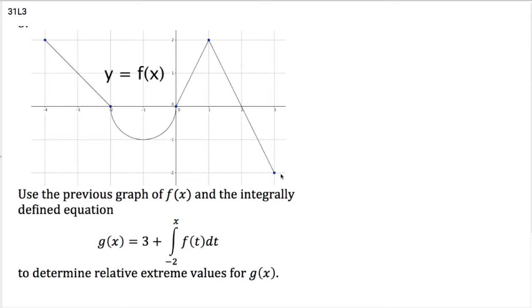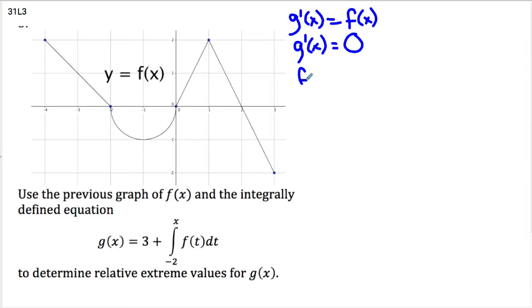So that's all wrong. So what we need to do is go in and say, okay, to find the extreme values for g, we need to first find the derivative of g. G prime of x equals, well, the derivative of 3 is 0, plus, and then this is an antiderivative. Derivative of the antiderivative cancels off. We get f of x. G prime of x equals f of x. So we have extrema anywhere g prime of x equals 0 and there's a change of sign.